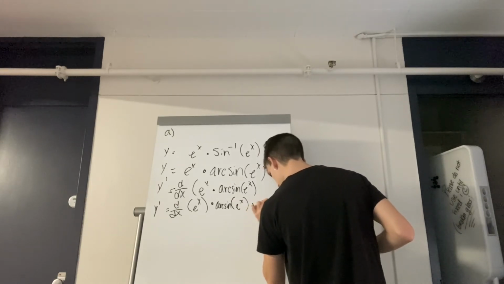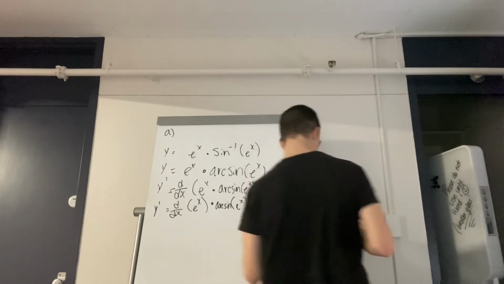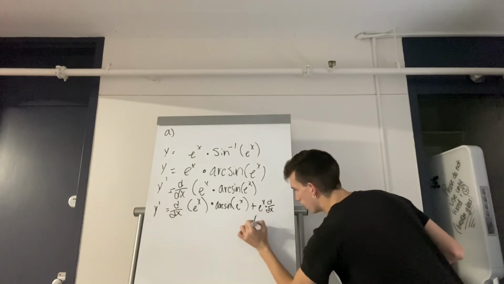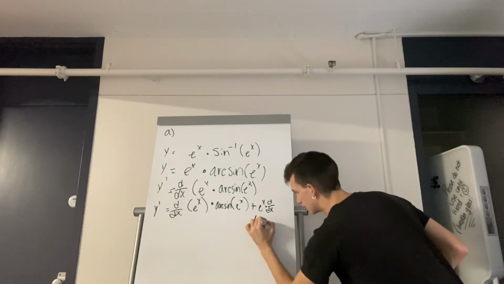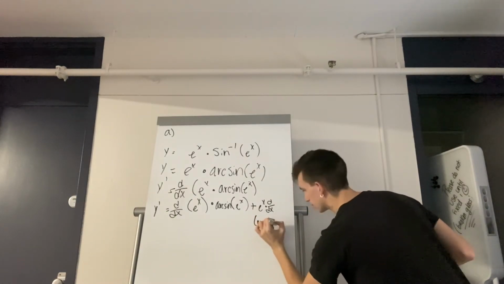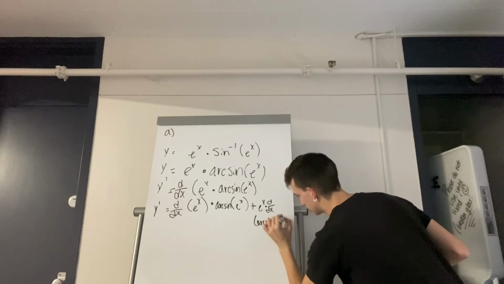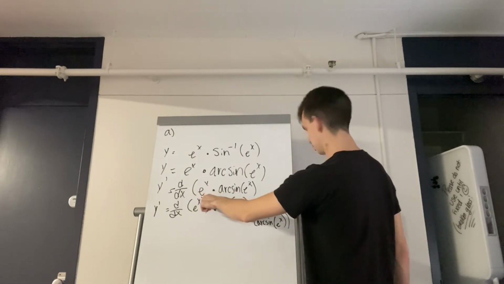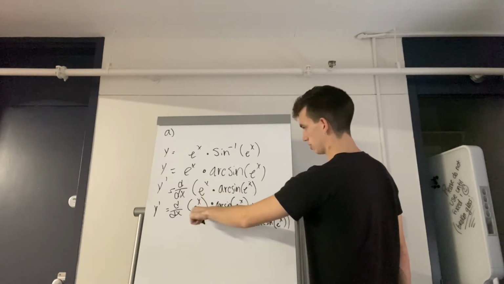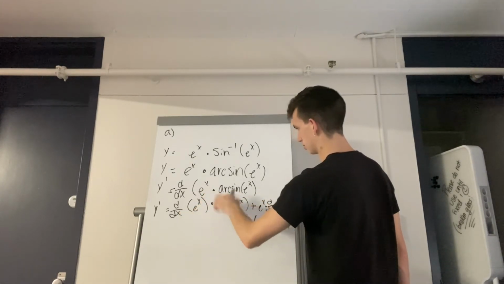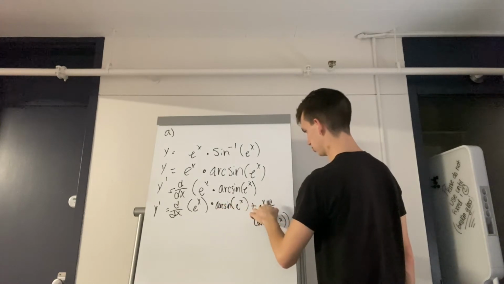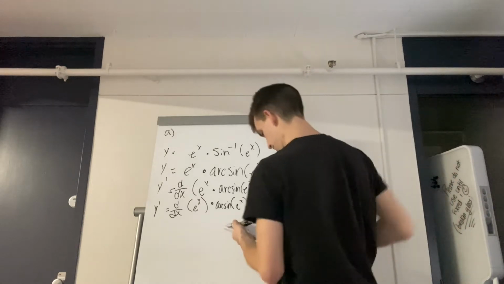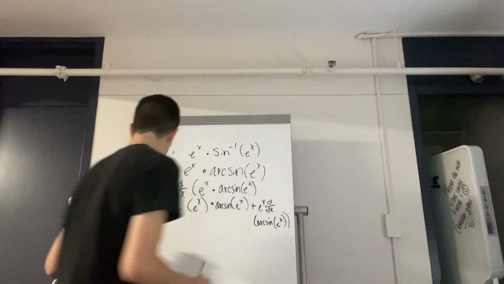times d over dx of arc sine e to the x. So we're going to call this h and this g. There we see we took the derivative times the original plus the original times the derivative. That's our product rule. From here, we're just going to find the derivative.